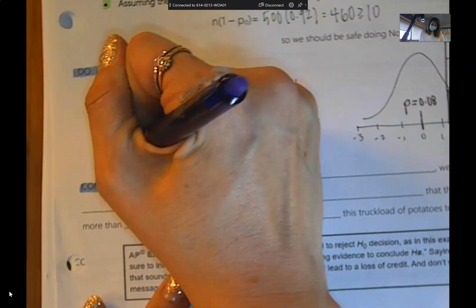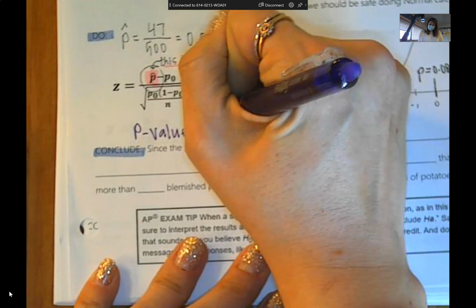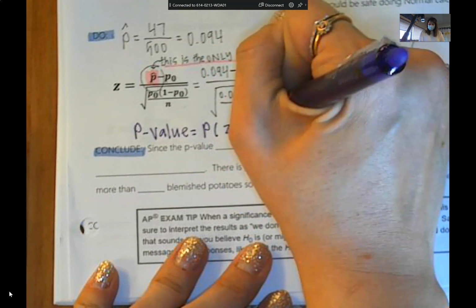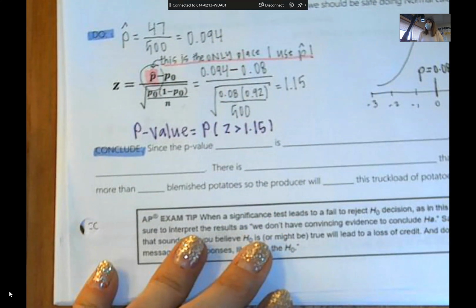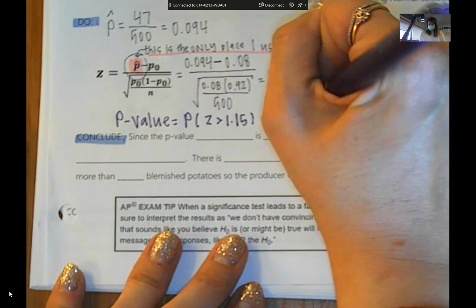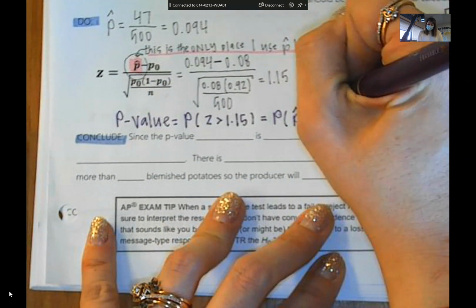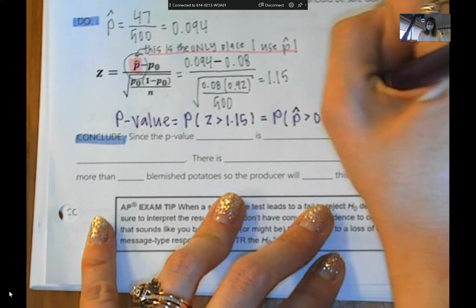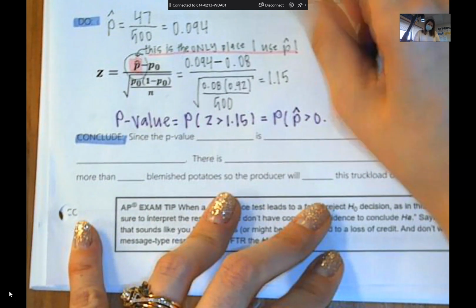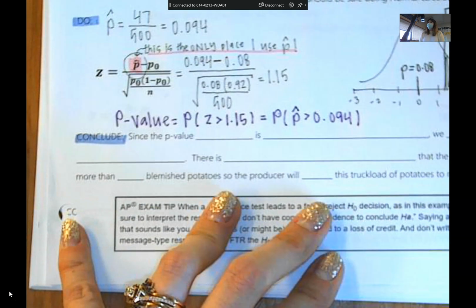So my p-value is the probability of z being greater than 1.15, which is the probability we would get a sample value of 8% or higher. Just kidding. 0.094%, because that was our sample value.